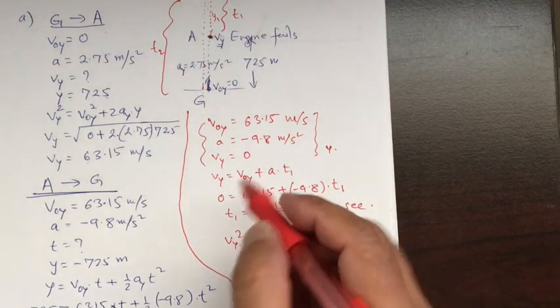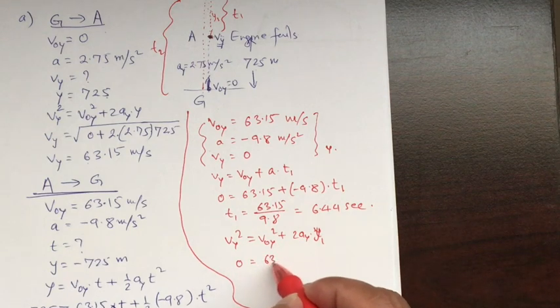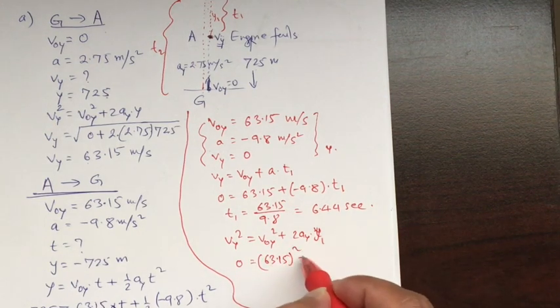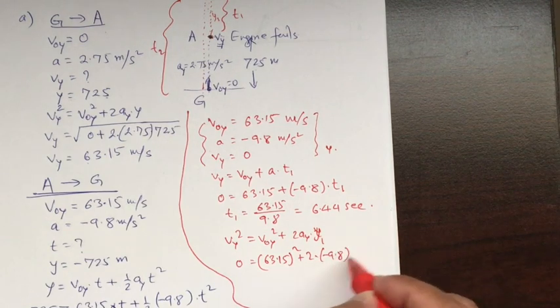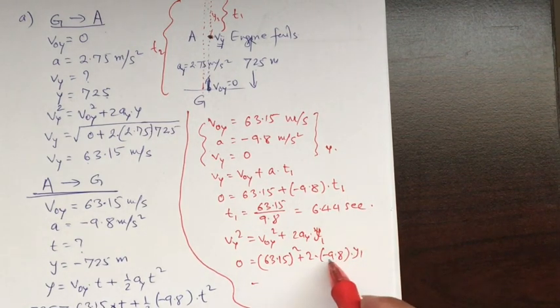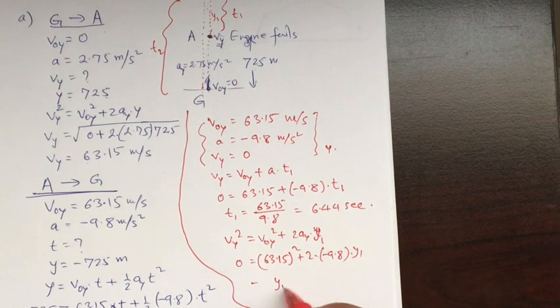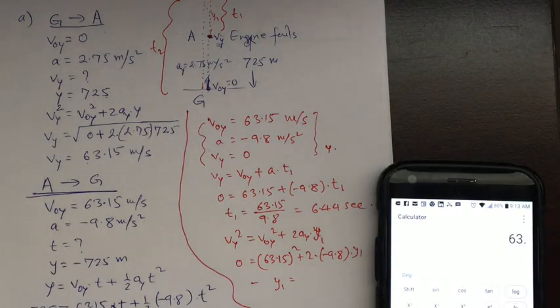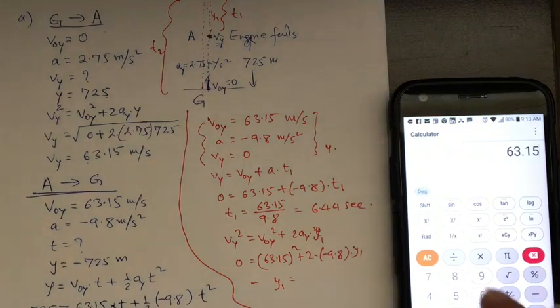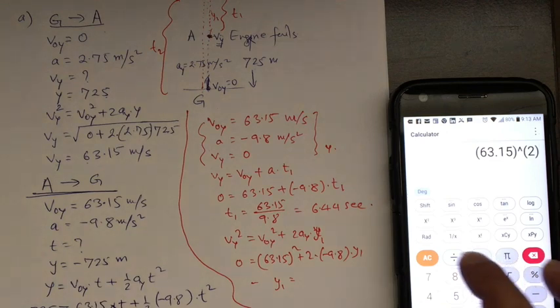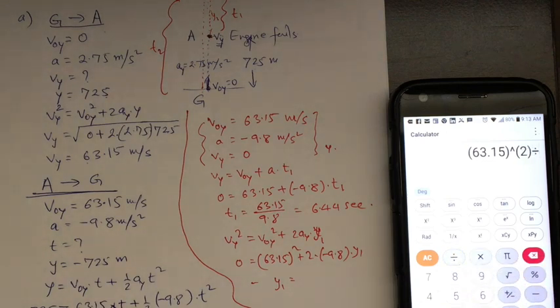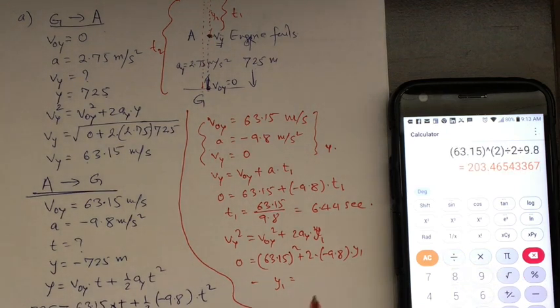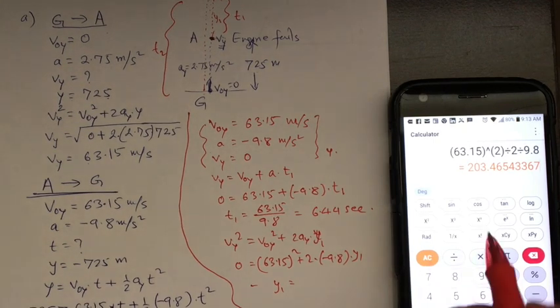So here your 0 equals 63.15 square plus 2 times minus 9.8 times y1. So this comes to the left, so your y1 equals 63.15 square, and then divided by 19.6, which is 2 times 9.8. So it's 203.5.